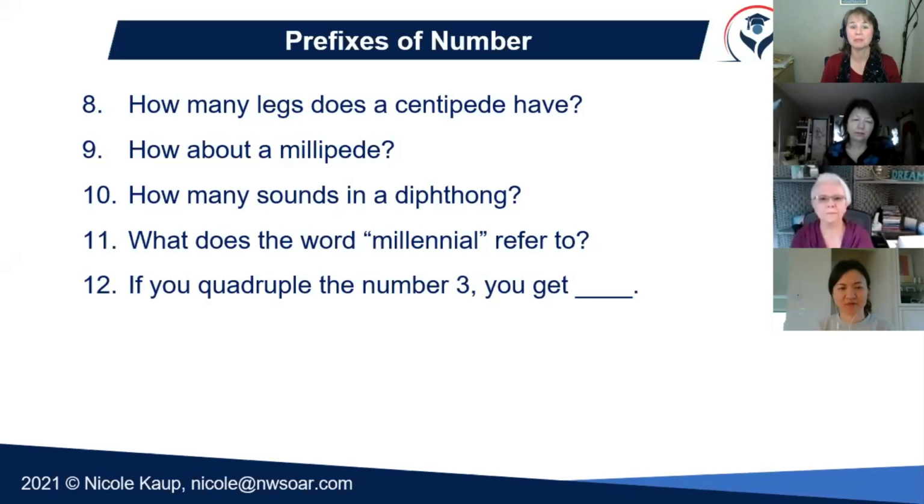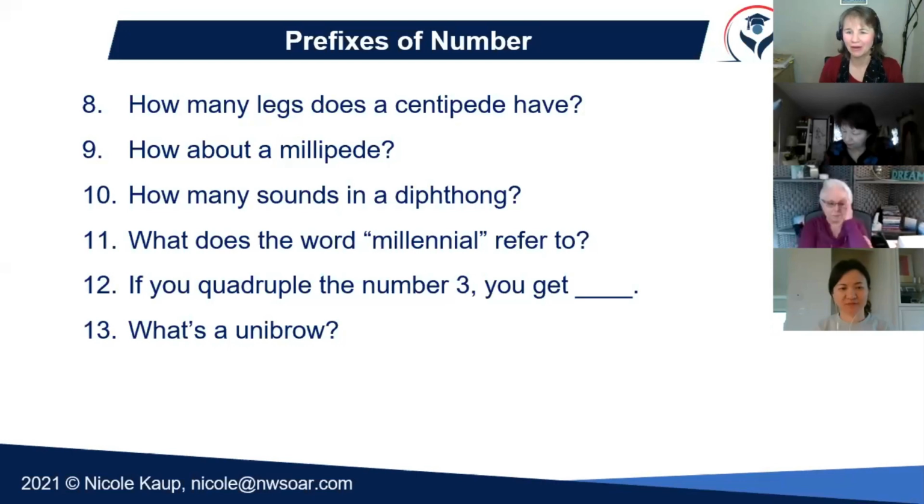If you quadruple the number 3, what do you get? 12. Exact. Quadruple means 4 times, right? So 4 times 3 is 12. What's a unibrow? Americans will know this. A lot of you guys may not know this one. Brow. Okay, you know what an eyebrow is, right? Well, we usually have 2, right? Most people have 2. A unibrow is when they connect and there's only one.